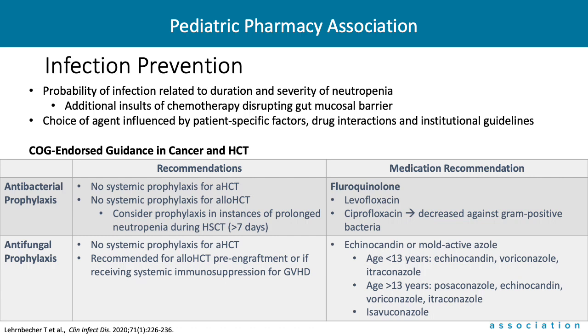For ages less than 13 years old, patients have the option of receiving echinocandins, voriconazole, or itraconazole, and for patients greater than 13 years of age, there is a possibility of using posaconazole, echinocandins, voriconazole, and itraconazole. There is also new data surrounding isavuconazole and its utility for antifungal prophylaxis in pediatric patients.